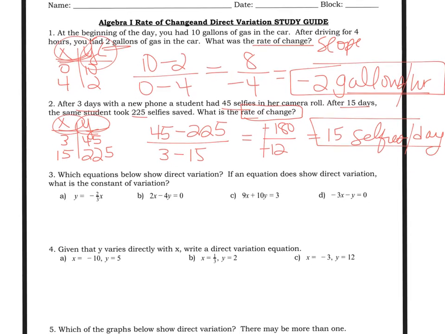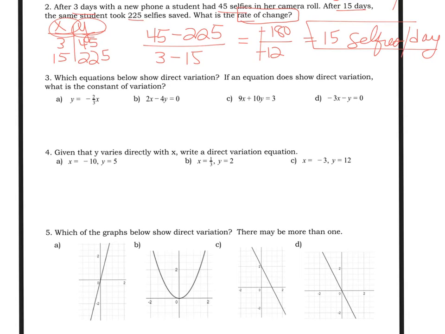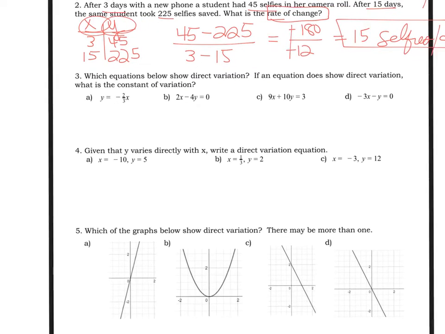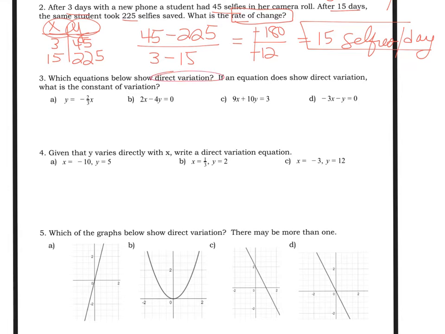If we go ahead and keep looking, it says, which equation below shows direct variation? If an equation does show direct variation, what is the constant of variation? So in order for something to be a direct variation, it has to be in y equals kx form. So if I look at letter A, it is in y equals kx form, so is this a direct variation? Yes, because b has to equal 0, which it does. So my constant of variation is k, which is the slope, which is negative 2 over 3.